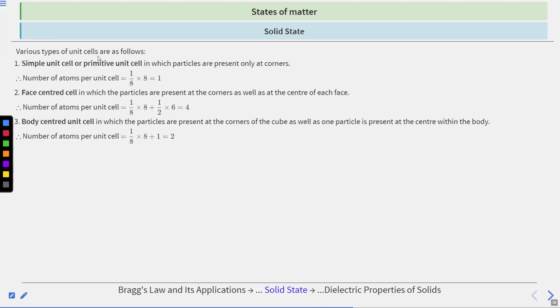Solid state, various types of unit cells are as follows: simple unit cell, in which particles are present only at corners, and the number of atoms per unit cell is 1. Face centered, particles present at corners as well as the center of each face. Number of atoms per unit cell is 4. Body centered, particles present at corners as well as one particle at the center within the body. Number of atoms per unit cell, 2.